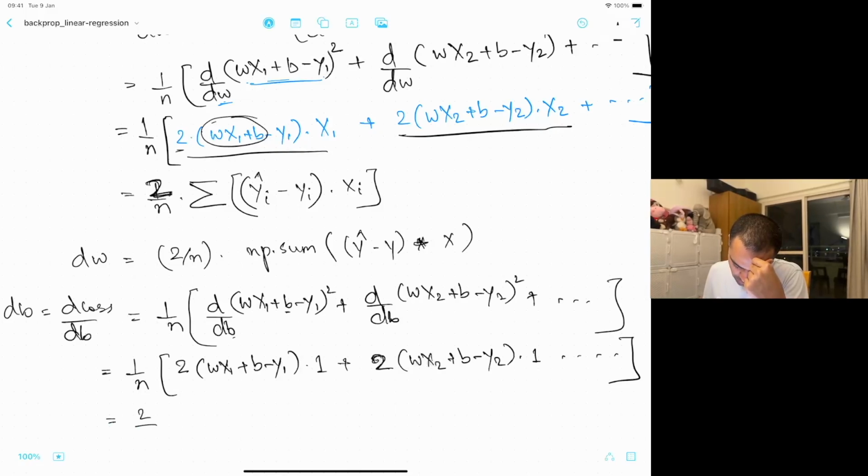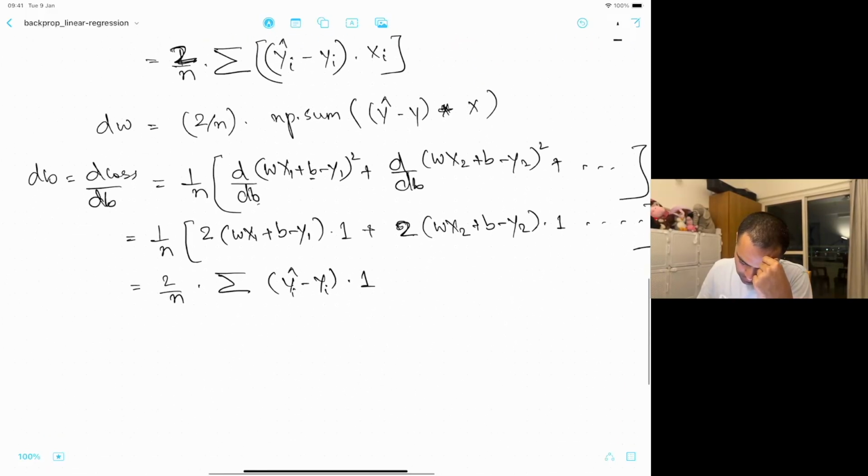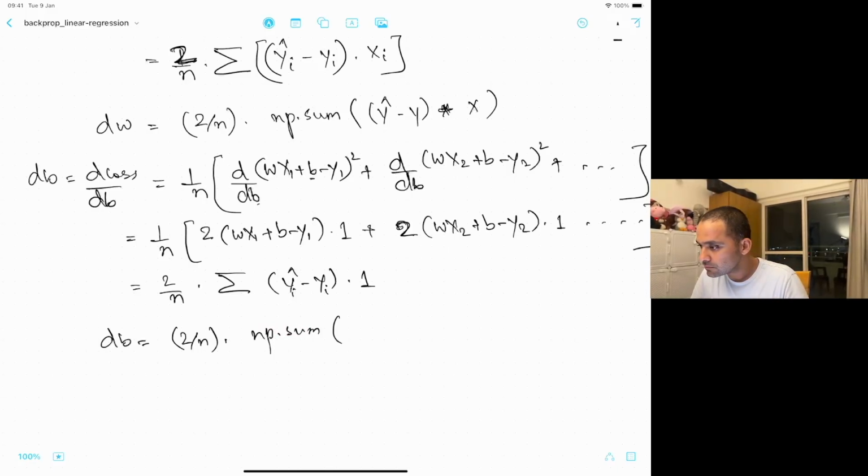So this will become 2 by n, summation of y hat i minus y i, into 1. So programmatically what we can write is db equals 2 over n np dot sum of y hat minus y.